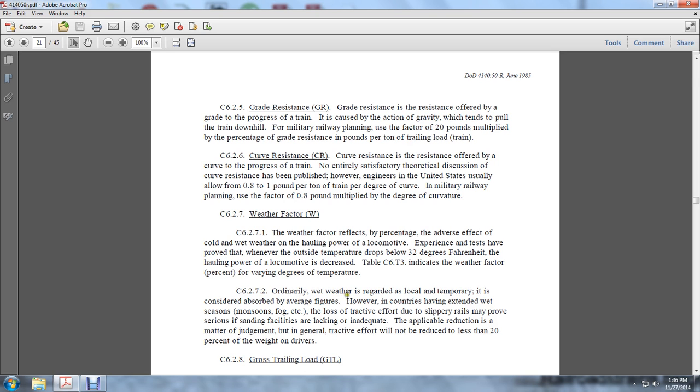Chapter 6, 272: ordinary wet weather is regularly considered in the observed average figures. However, some countries have extended wet seasons of monsoons and fogs. The loss of traction effort and the slippery rails may prove serious. Where sanding facilities are lacking or inadequate, an applicable reduction is made in the judgment of the general traction effort, which will not be reduced by less than 20% of the weight on the drivers.